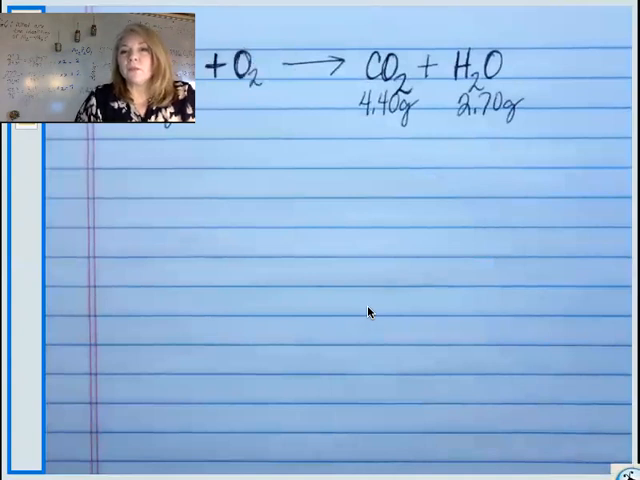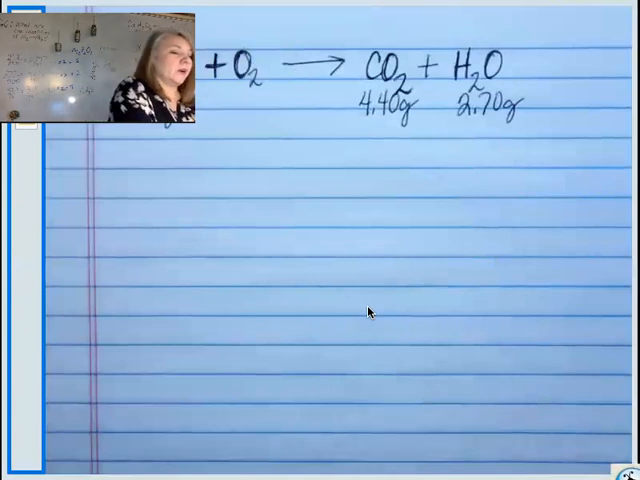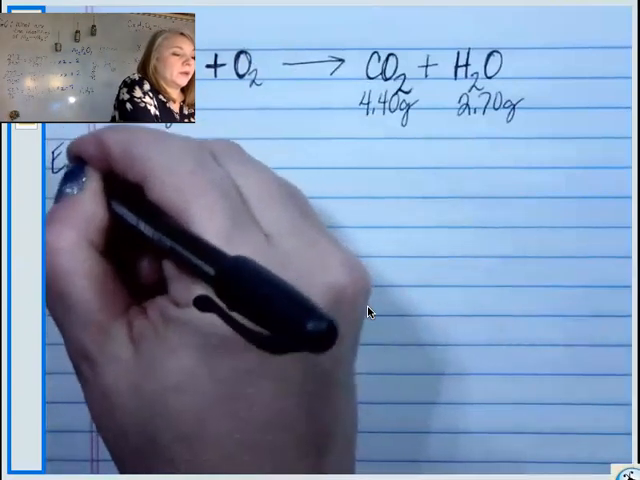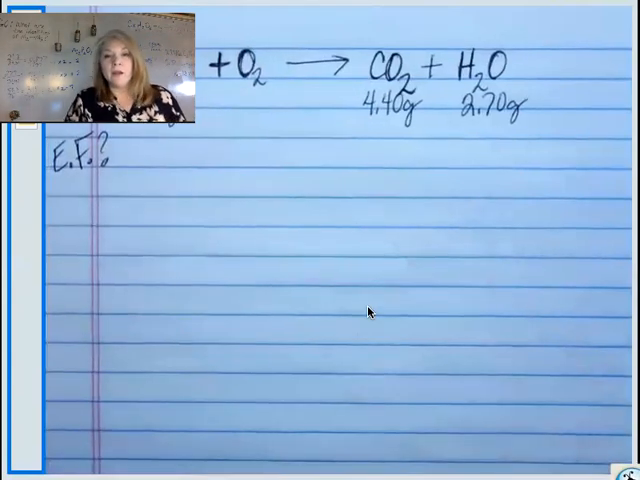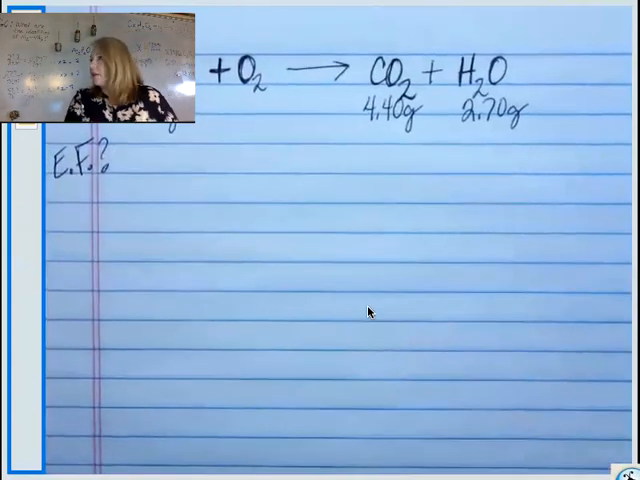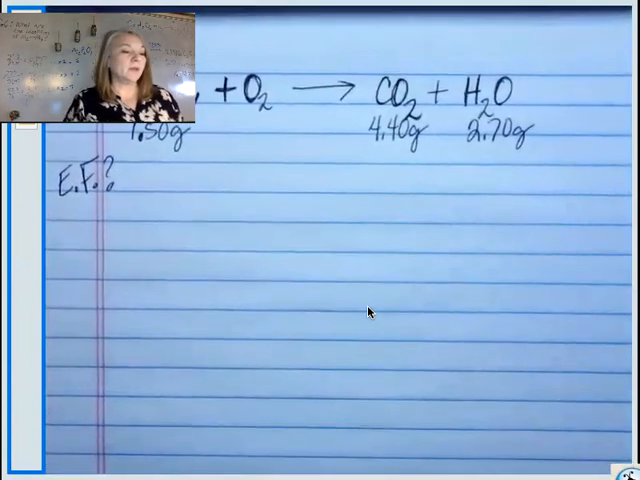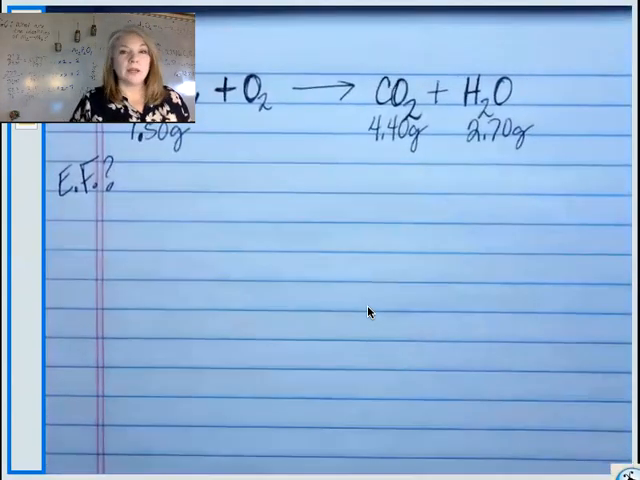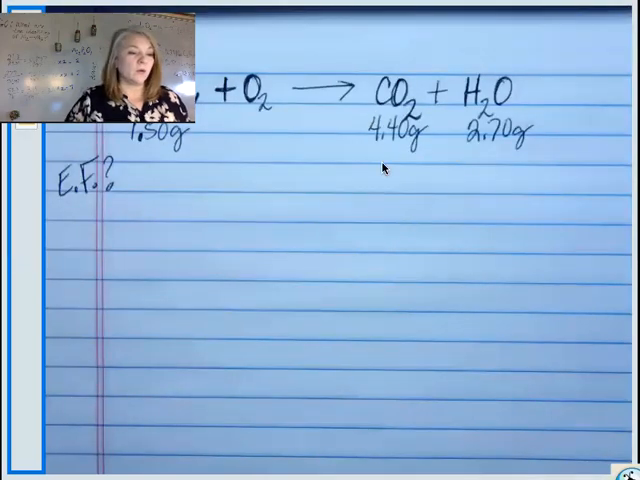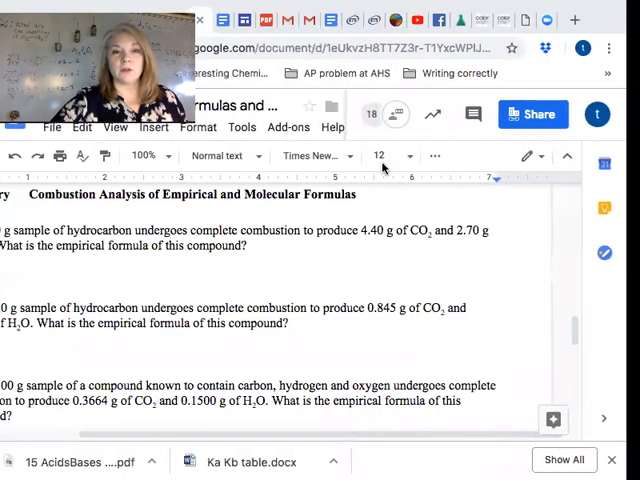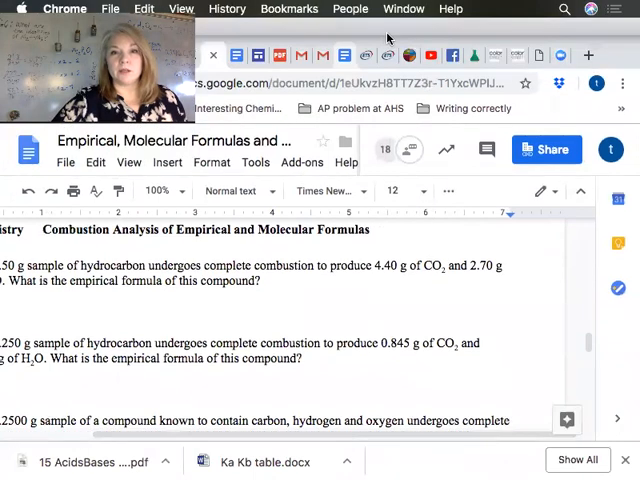Okay, so this is the information that they're giving us to work with, and our job is to find the empirical formula of our compound. Now, would everybody agree that all of our carbon wound up in one spot? It's all in the carbon dioxide. Would you guys agree with that? Yes. Okay. And where is all of the hydrogen located? It's located in the water. That's exactly right.